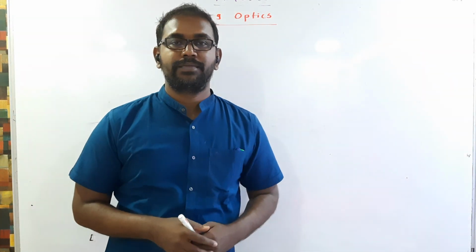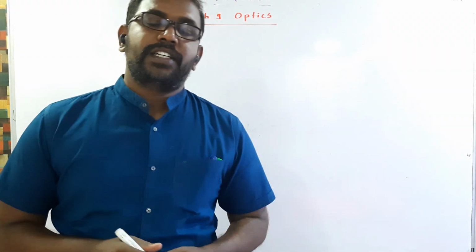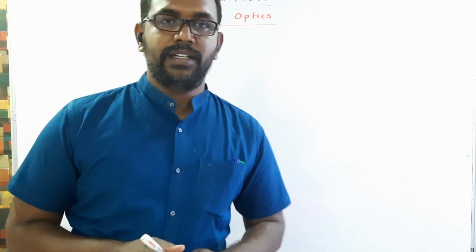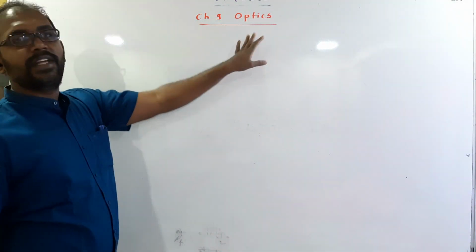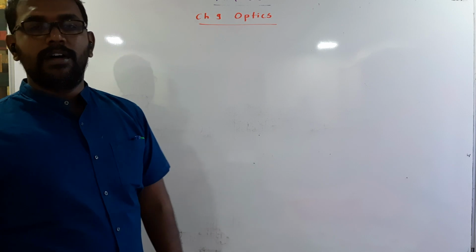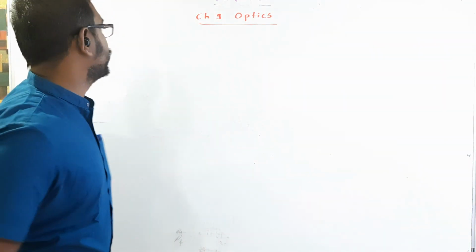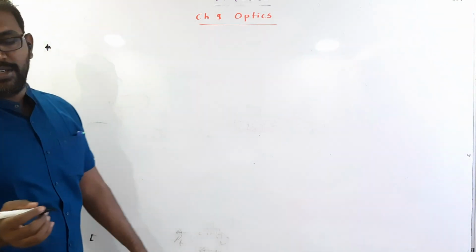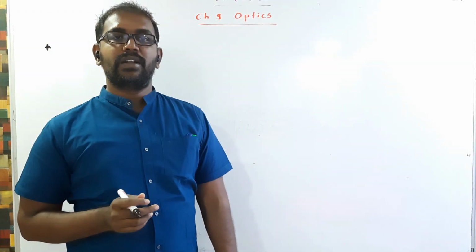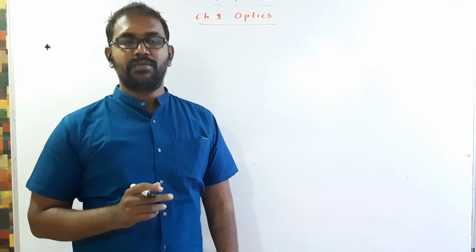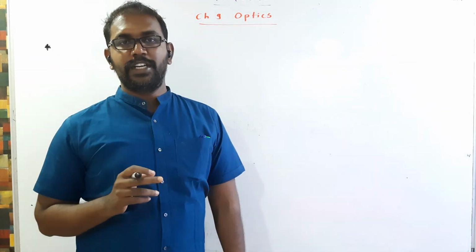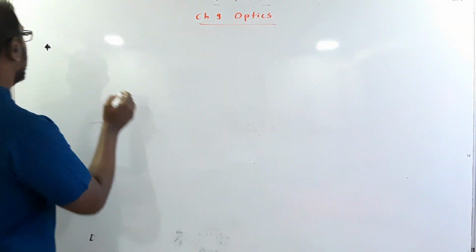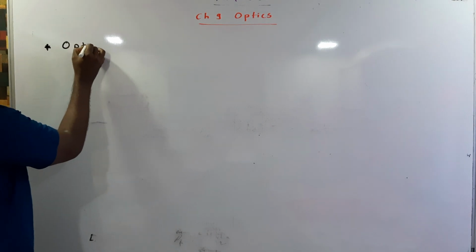Hello everyone. In today's lecture, we have to start a new article from chapter number 9, Optics, of the 11th standard syllabus. Last time we learned total internal reflection. Now in today's article, we have to learn one more concept, one more article which is based on total internal reflection, and it is optical fiber.